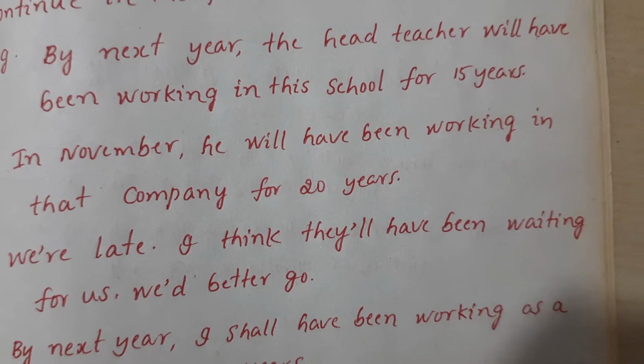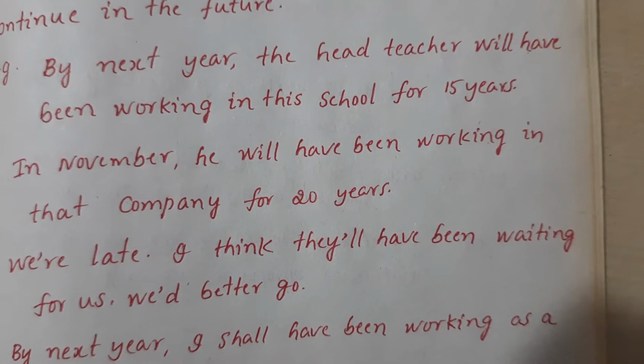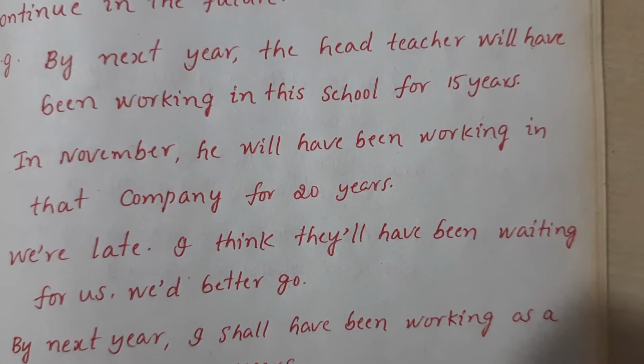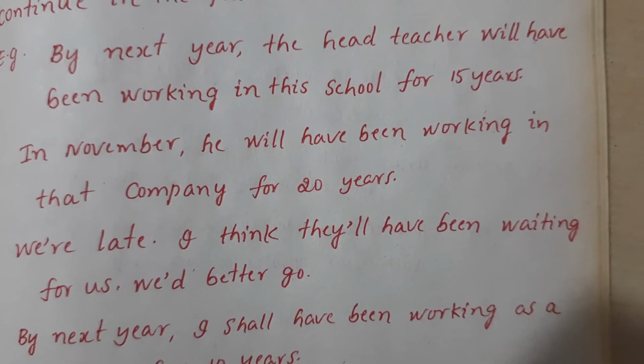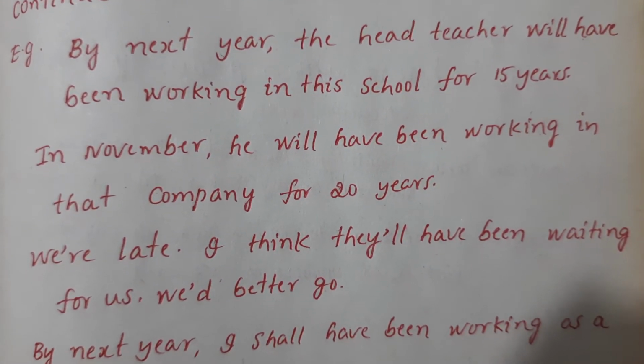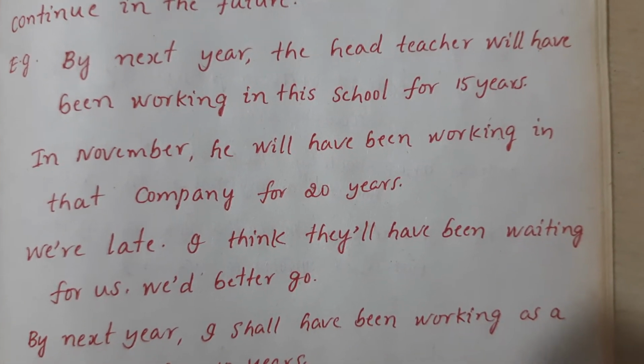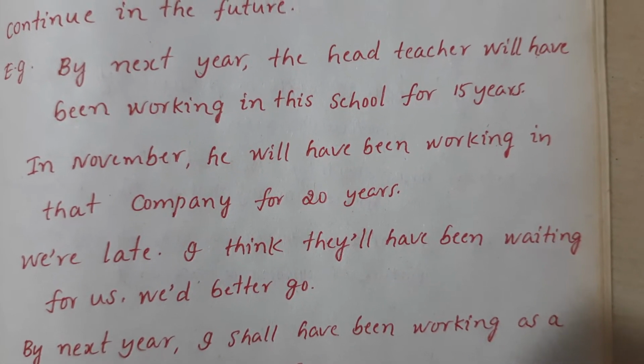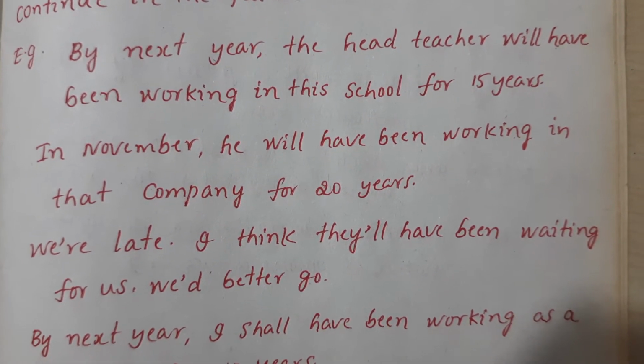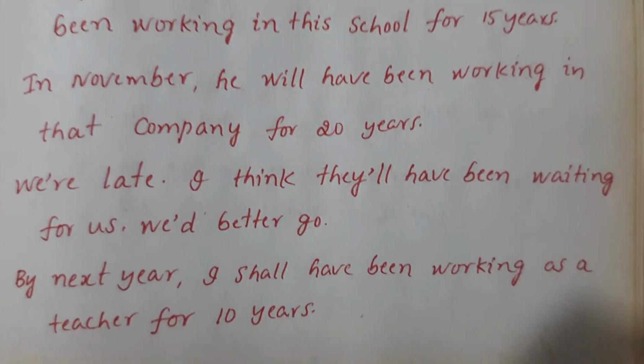We are late. I think they will have been waiting for us. We'd better go. We are late. Contraction form for we are is we're. We're late. I think they'll have been means they will have been waiting for us. We'd better go means we had better go.